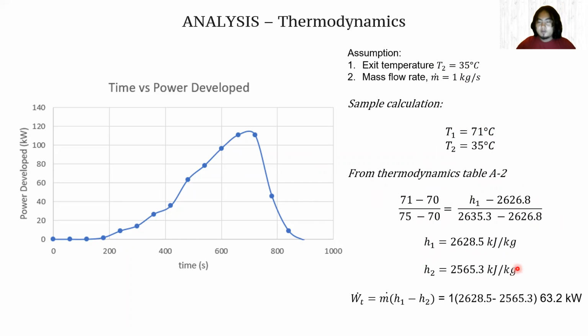And for H2, we have data about the enthalpy at a temperature of 35 degrees C. Therefore, we just obtain it from table A2 and substitute this value into this formula. We will obtain this. The turbine work at the specific temperature is about 63.2 kilowatt.